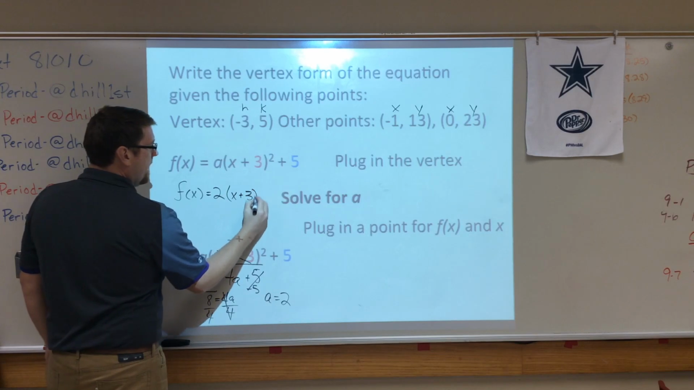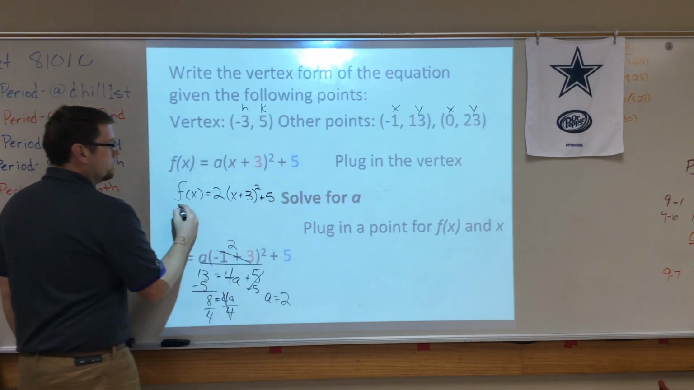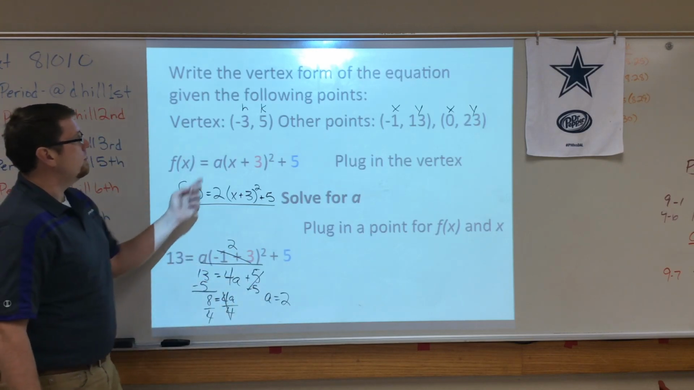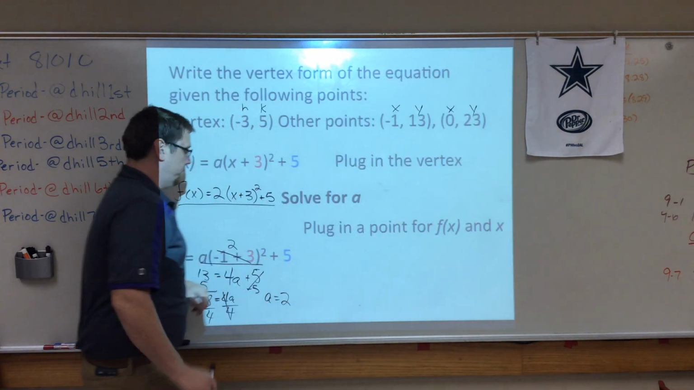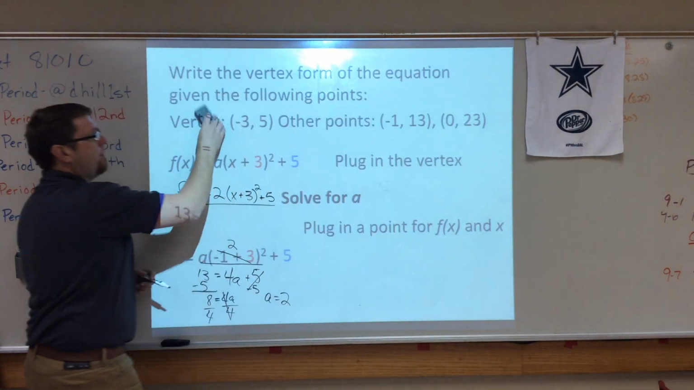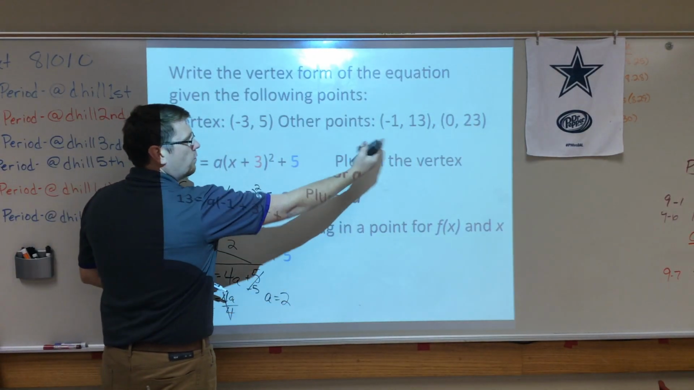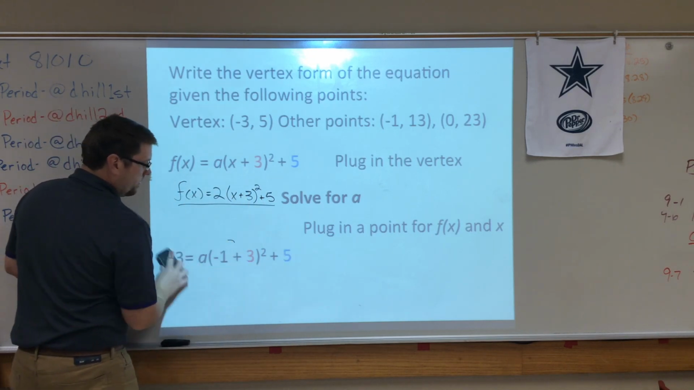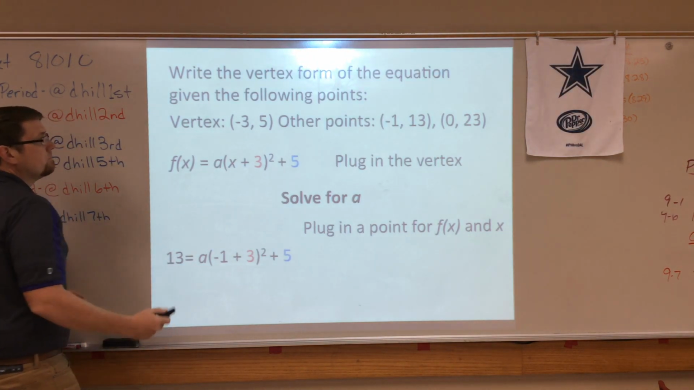And then my h and my k I had already plugged into my equation. So there's our answer right there. This is the vertex form of the equation for the parabola that contains this vertex and those points. Okay? So, pretty simple steps. Plug in the vertex, substitute one of the coordinates, and solve for a. All right, let's look at a couple other examples just to make sure we've got this down.